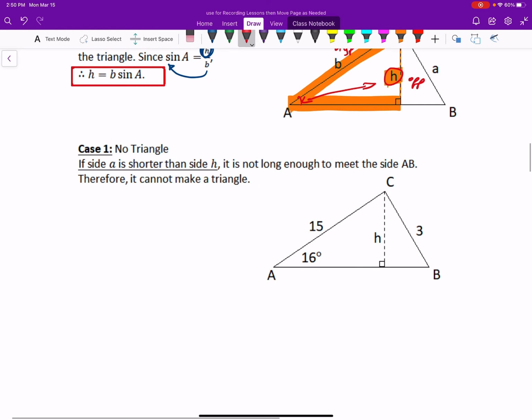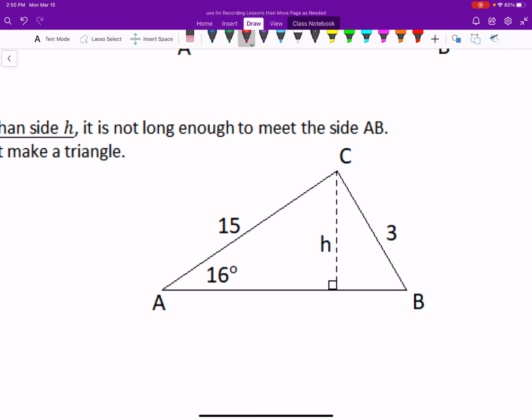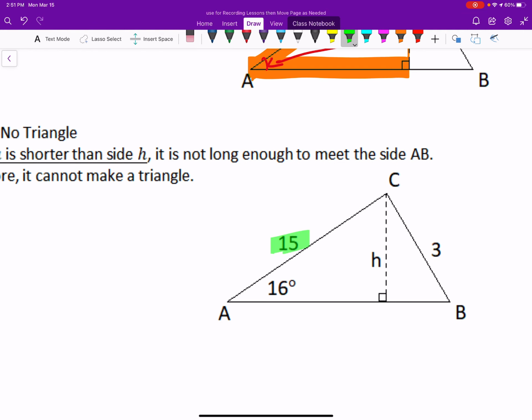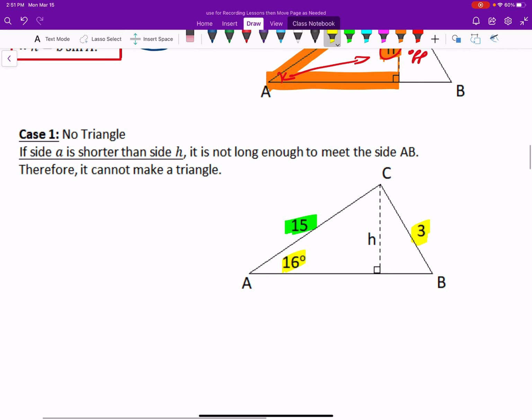Let's take a look at some different cases. So the first case, what if side A is shorter than H? So here's a sketch, but the sketch could be false. In other words, only rely on the values given. So we're given this length is 15, we're given this angle is 16, we're given this side over here is 3. Maybe the sketch won't actually look like that. So if this side A, remember this is little a over here and this is side B, if side little a is shorter than H, the height, I can't even form a triangle.